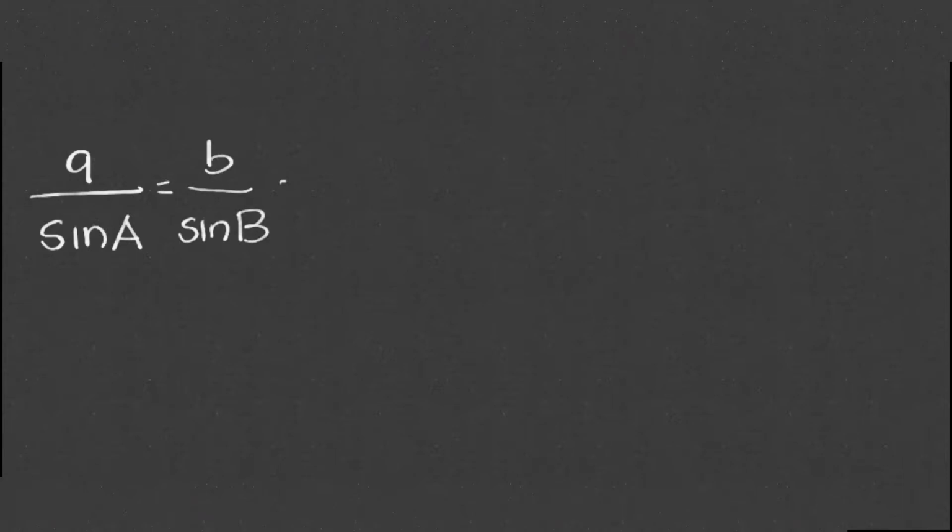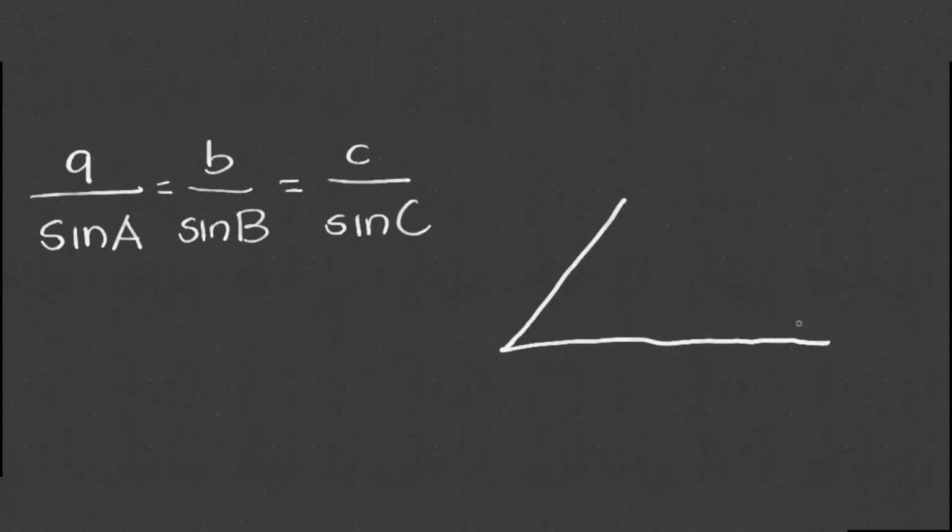So the formula for sine law is small letter a over sine big letter A is equal to small letter b over sine big letter B and small letter c over sine big letter C. The big letters represent the angles of the triangle.